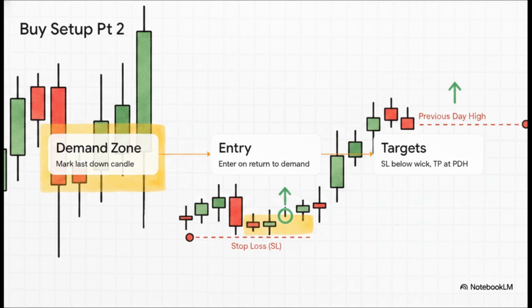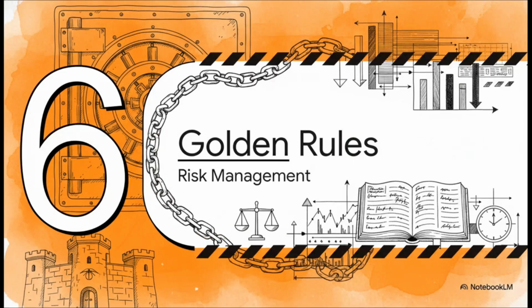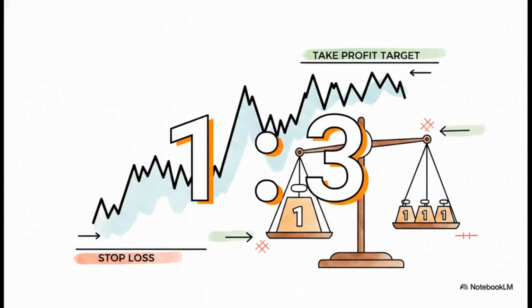Drop a strict stop loss safely below the absolute bottom of that rejection wick and aim for the previous day high as your target. Simple, clean, disciplined. Finally, Section 6, the prop trader golden rules. 1 to 3. That's your minimum required risk-to-reward ratio.